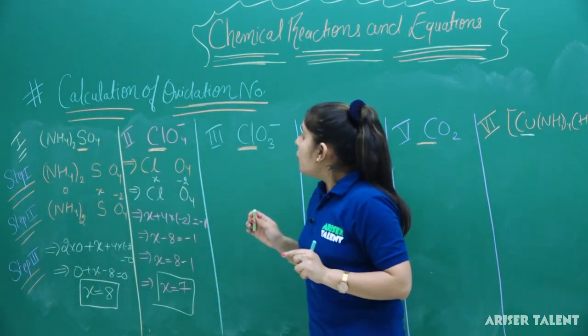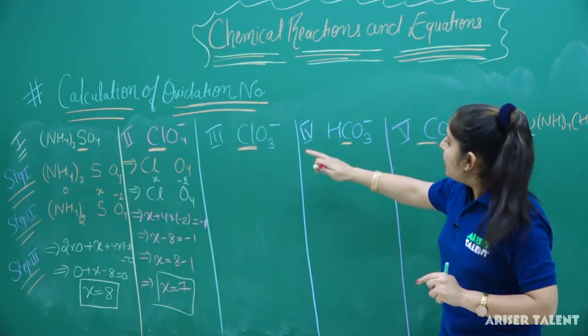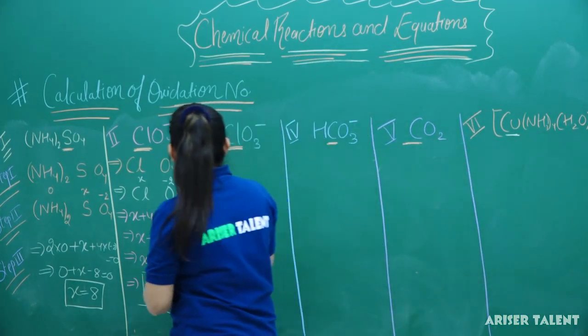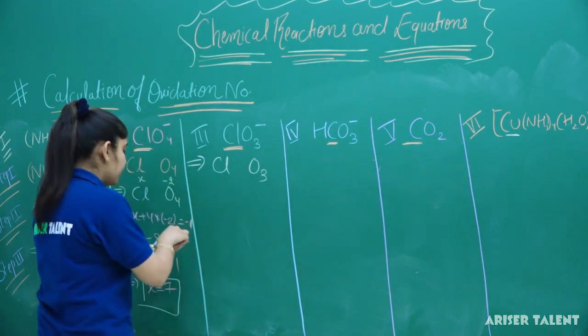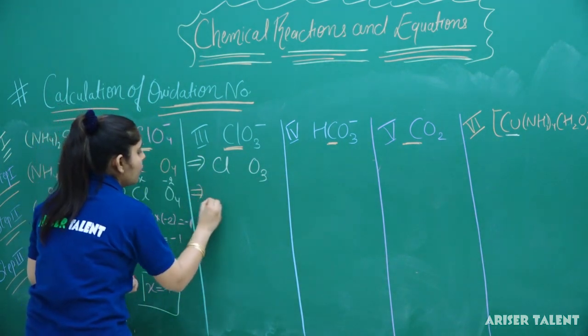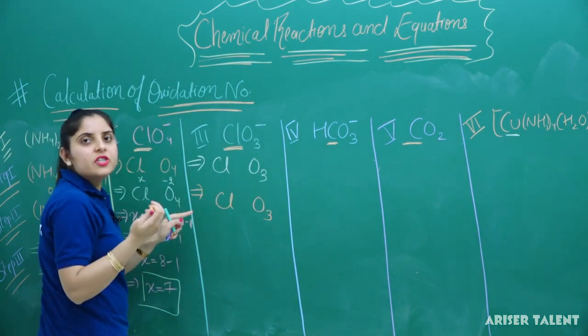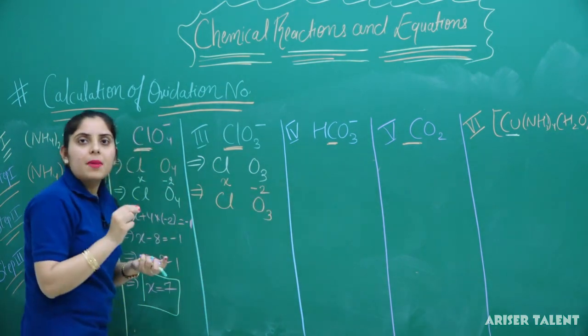Okay students, I hope this must be clear to you. So I am proceeding to my next element. Our next element is ClO3 negative. Following the similar steps, I am writing Cl here and O3 here. Now what we will do? We have to calculate the oxidation number of chlorine. So I am writing X here, and for oxygen it is -2.